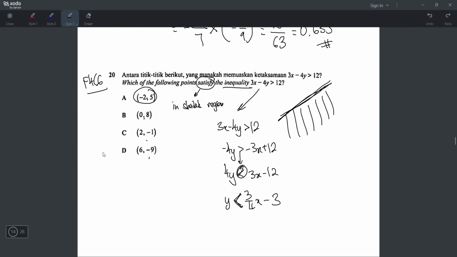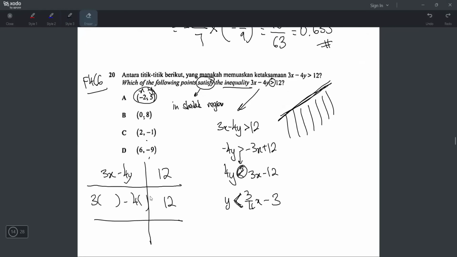So what I will do is draw a table, and on the left hand side I write 3x minus 4y, and the right hand side is 12, right? And remember, you want the left hand side to be bigger than the right hand side. So you try to sub these points in and see which one gives you a left hand side bigger than the right hand side, and that would be the answer. Okay, so let's try to sub this. X is negative 2, y is 5, so 3x minus 4y, and this one is 12.